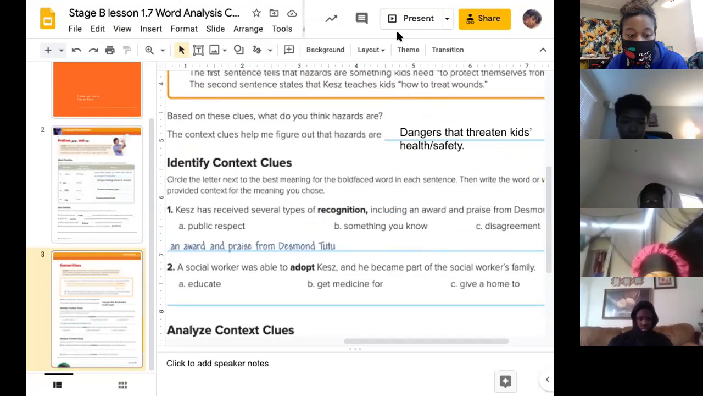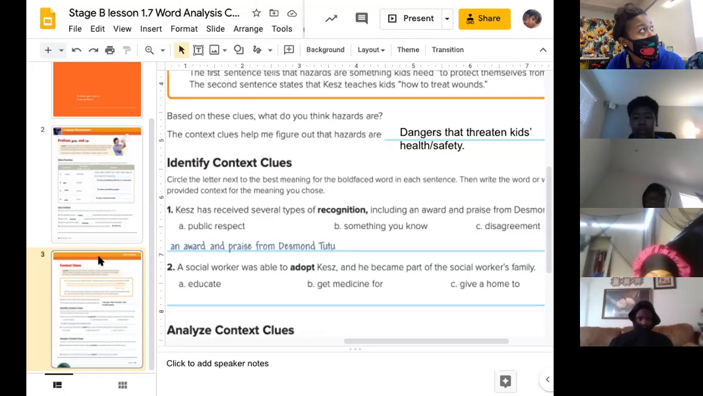Does anybody need any more time completing number 2? All right, let's go ahead and go over it. Aaliyah, can you read the example for us? A social worker was able to adopt Kez, and he became part of the social worker family. Thank you. Great. So what do you think? A, B, or C? Educate, get medicine for, or give a home to? Give a home to. Okay. So you guys agree?